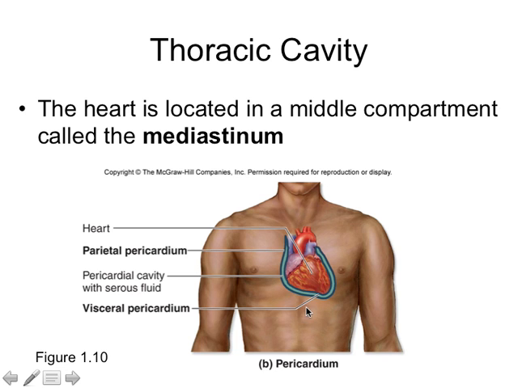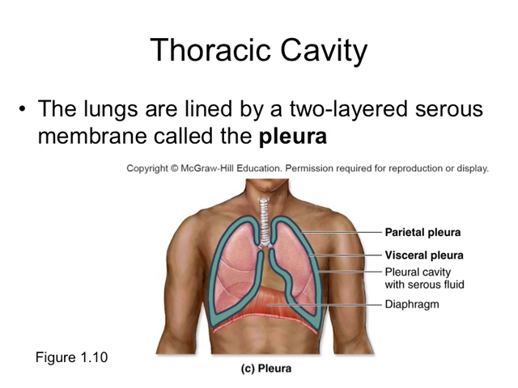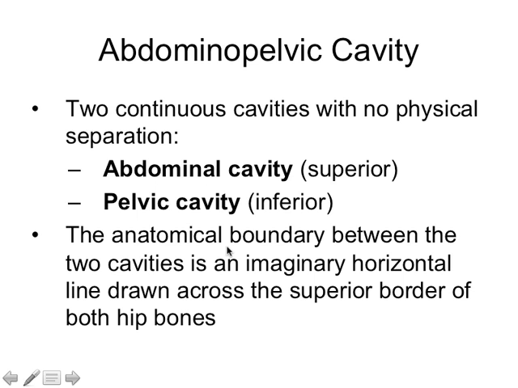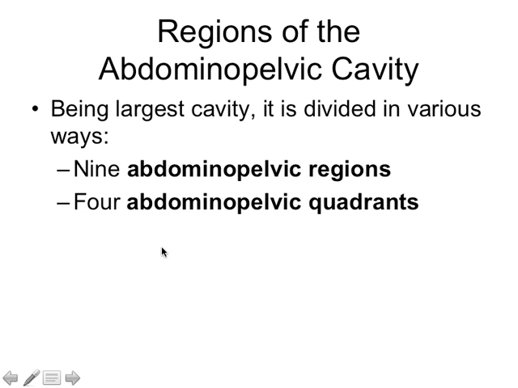So, you have the heart within a pericardial cavity. We talked about that. You got the lungs within the pleural cavity. We talked about this as well. You have your digestive organs in the abdominal cavity, and those are surrounded by the peritoneum. And again, you have the parietal and visceral layer of peritoneum. Now, just to wrap up this lecture, you guys, we have abdominopelvic regions and quadrants.